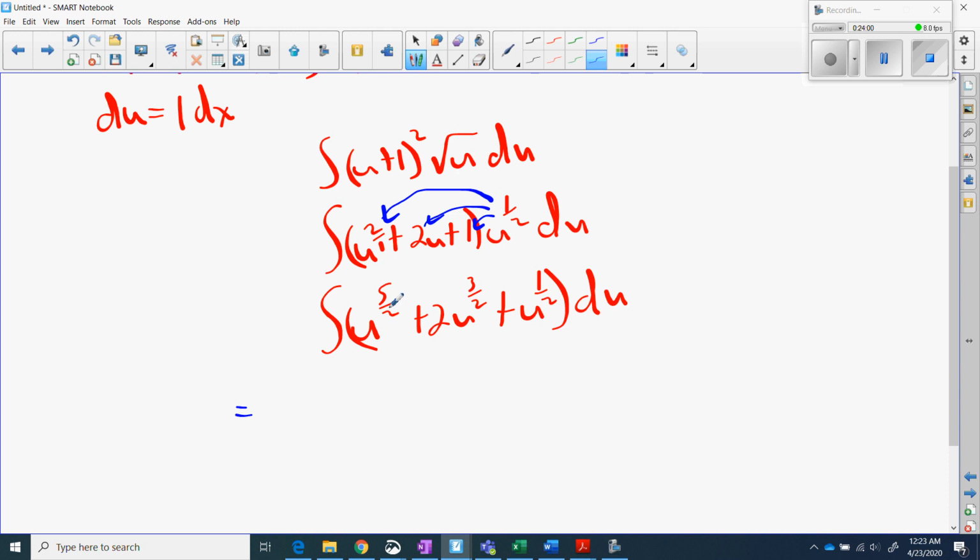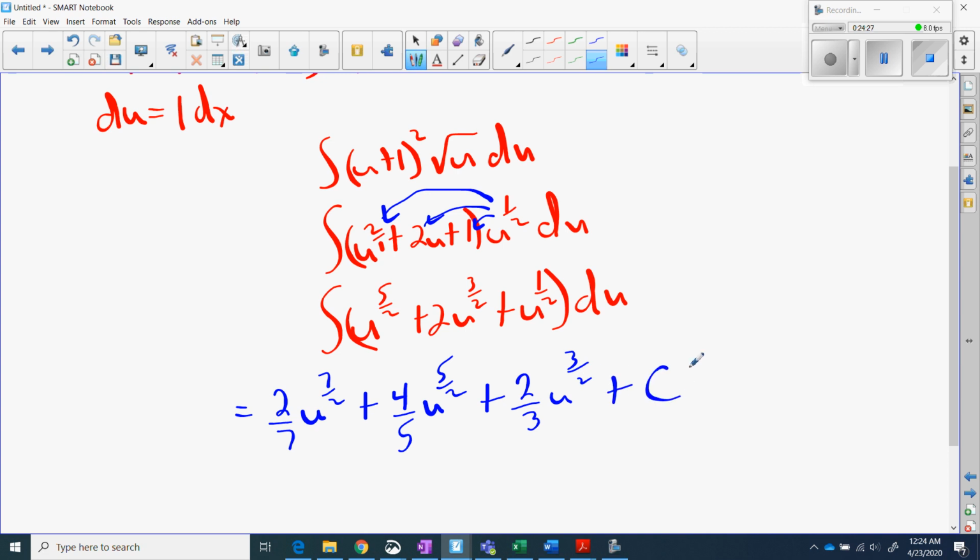So if I add 1 to 5 halves, that's going to be 7 halves. That's going to give me 2 sevenths, u to the 7 halves. Add 1 to that, we're going to be at 5 over 2. So that means I got to multiply by 2 fifths. That'll make this 4 fifths, u to the 5 halves. 1 half, add 1, that will be 3 halves. So that will give me 2/3 u to the 3 halves. Don't forget your plus c that you require when they're indefinite, meaning there's no bounds.